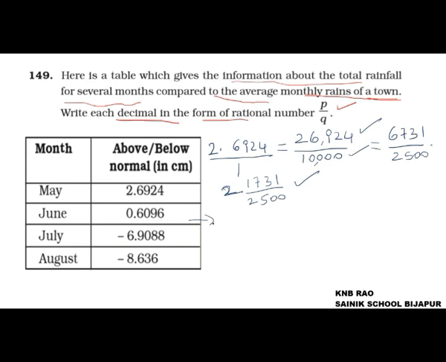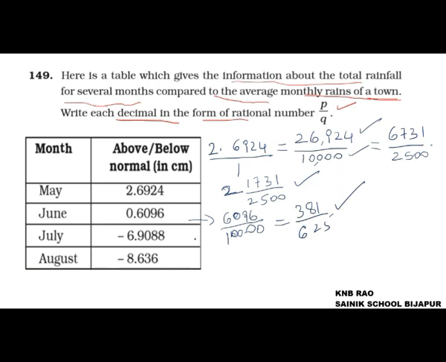For June, 6,096 upon 10,000. It can be further brought into the simplest form, 381 upon 625. This is the simplest form. Since it is already proper fraction, it cannot be converted into mixed form. This is the June's one.